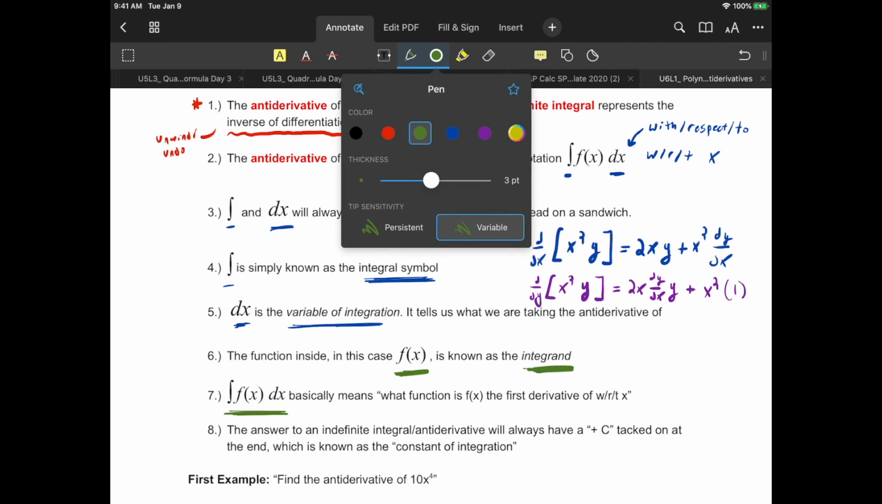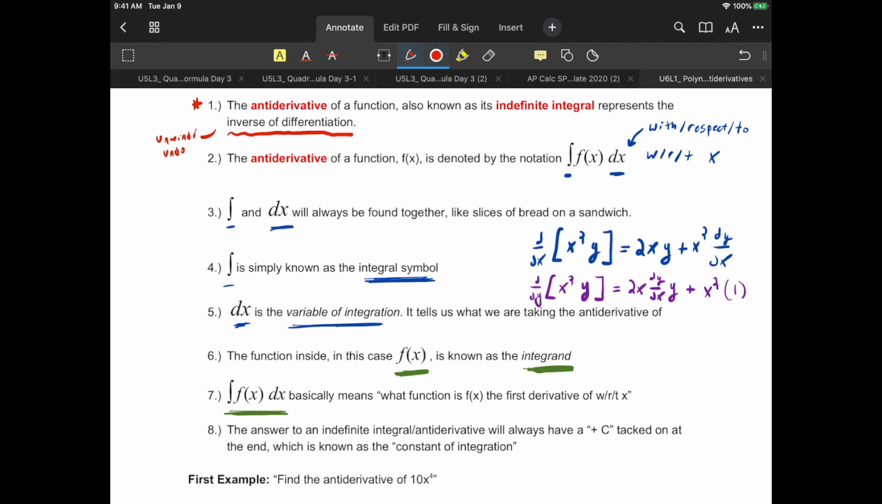There's one more key point here that really you have to see it to understand why. The answers to these problems, this is a very important point here, and it's going to make sense in about 2 minutes. You are always going to have a plus c tacked on to the end. That plus c is known as the constant of integration, and I will show you in a second why that is.